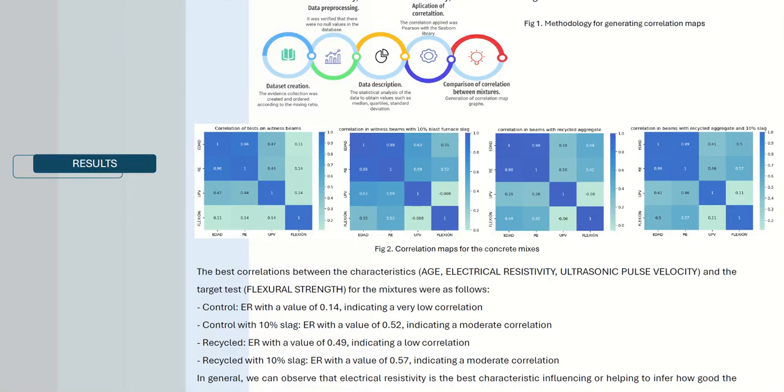The next graphs correspond to correlation maps for the concrete mixes. The dataset was separated into the different types of mixes. The first graph is the correlation of tests of control beams. Correlation in control beams with 10% blast furnace slag corresponds to the second graph. The third graph corresponds to correlation in beams with recycled aggregates. Lastly, the fourth graph is correlation in beams with recycled aggregates and 10% slag.